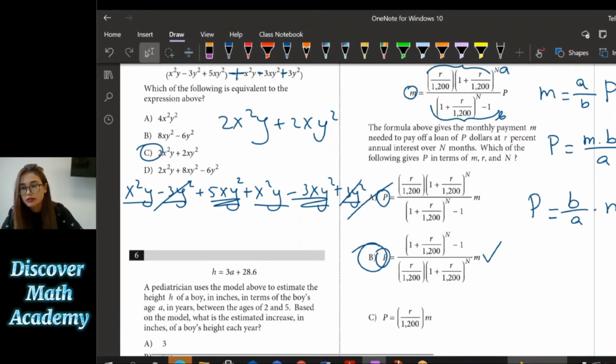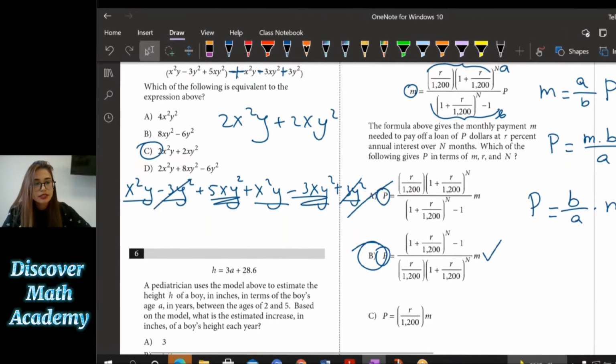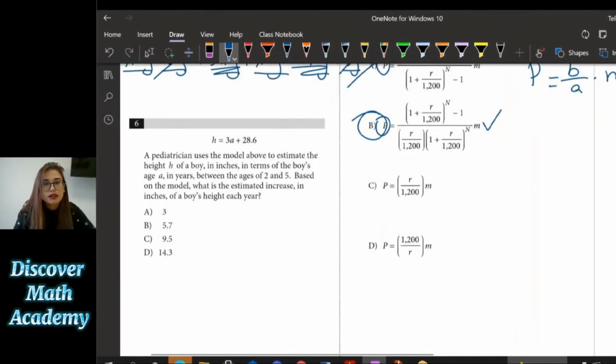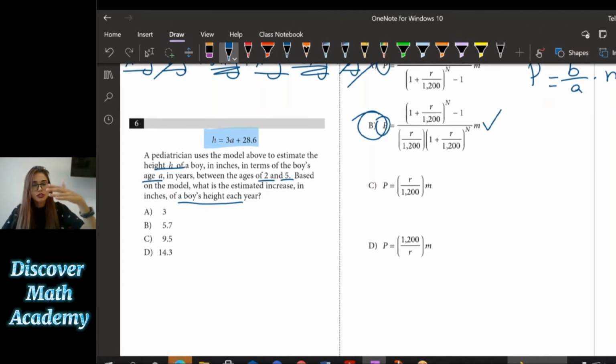Okay, so question 3. Okay, we have an equation. A pediatrician used a model to estimate the height of boys in terms of boys' age A, between age 2 and 5. Based on the model, what's the estimated increase in inches of boys' height each year? Okay, increase each year.